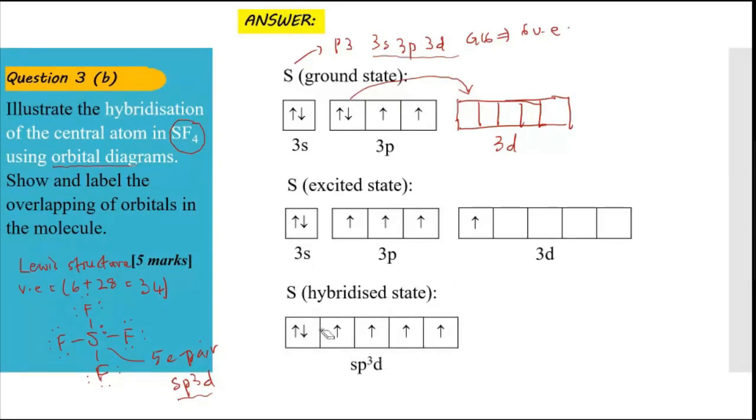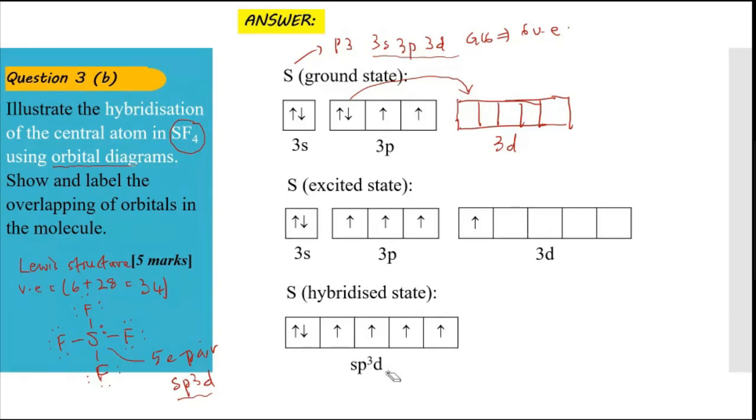For sp3d, you must draw 5 boxes. All hybrid orbitals are degenerate, equivalent energy orbitals. So the boxes must be joined up. If there is a gap, it means different energy. If joined up, it means the same energy. This is called degenerate orbitals. All hybrid orbitals are degenerate orbitals.